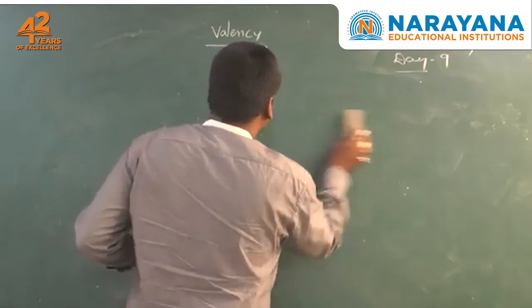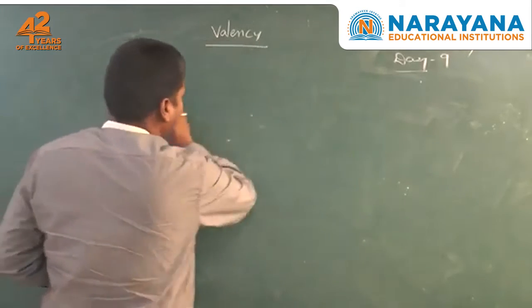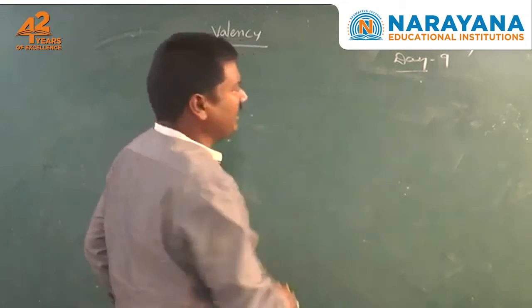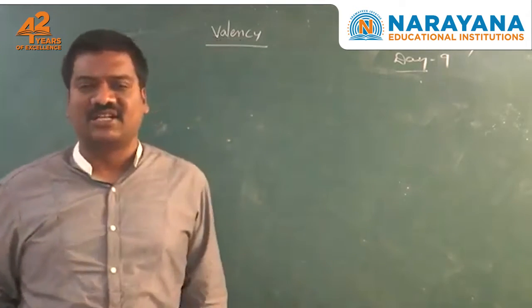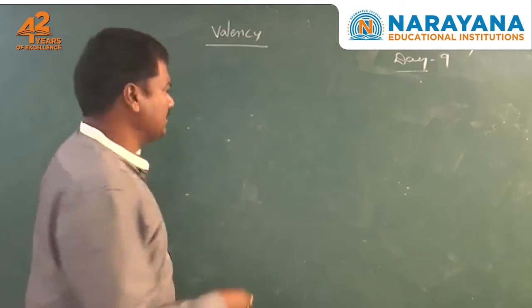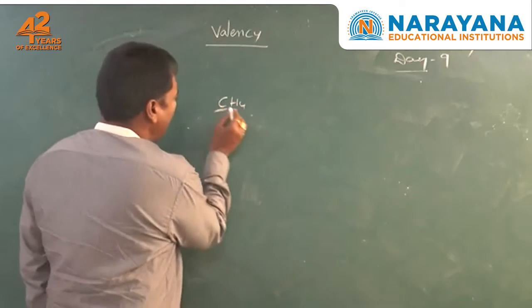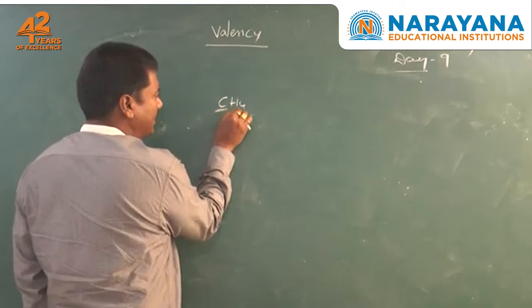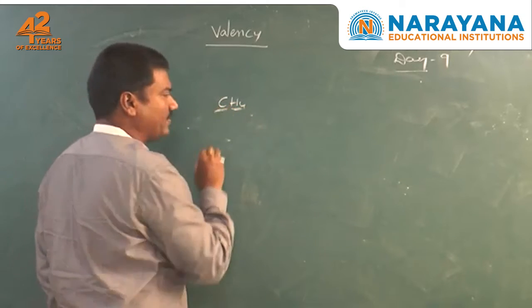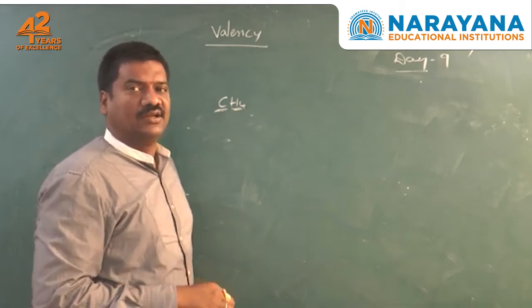Now here, valency generally we can compare with hydrogen atoms also. Suppose we take a CH4 molecule. Now what is the valency of the carbon atom? How many hydrogen atoms are attached here? 4 hydrogen atoms. Then the valency of the carbon atom I can take as 4 here.